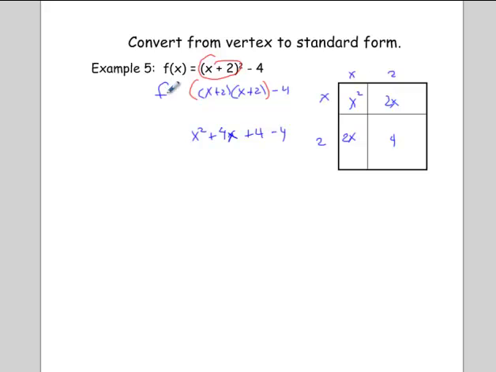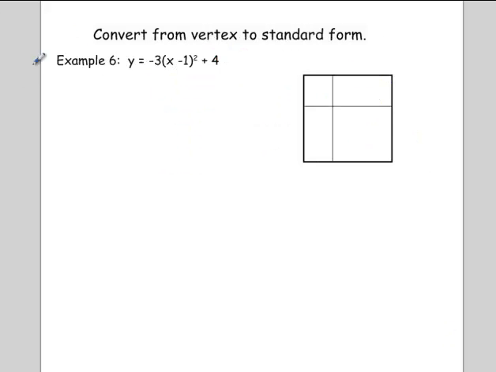So I'm going to bring down the f of x, and then simplify. The plus 4 and the minus 4 become 0. We don't need to write that. Add 0 is, well, nothing. So f of x is equal to x squared plus 4x. And that's it.